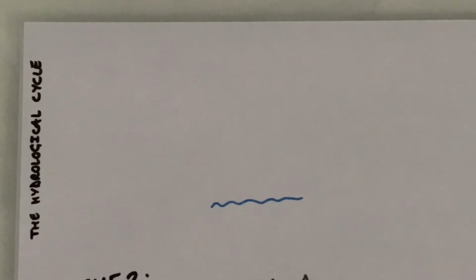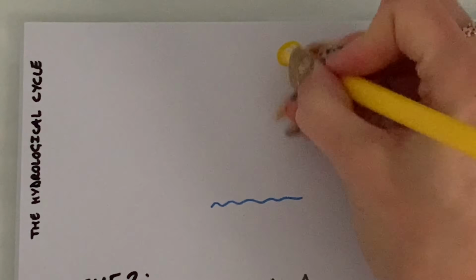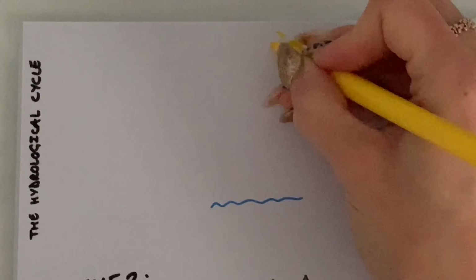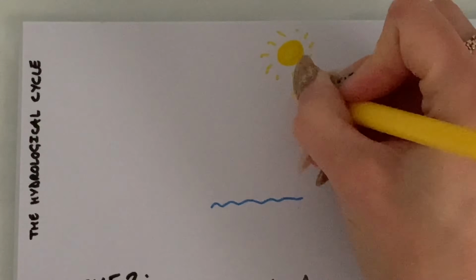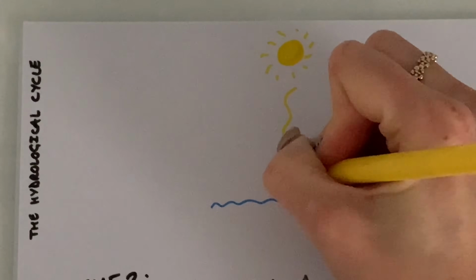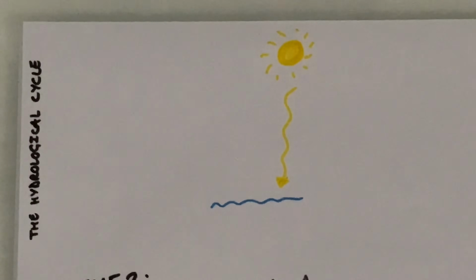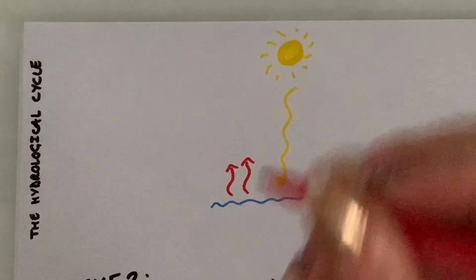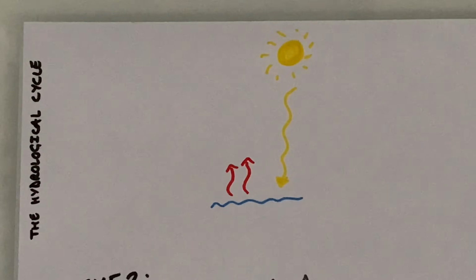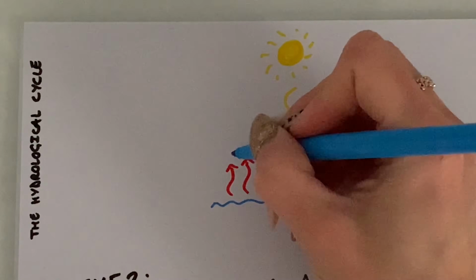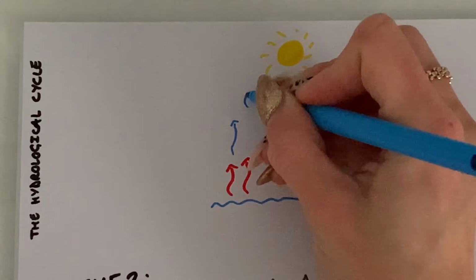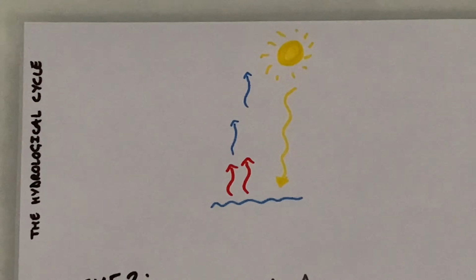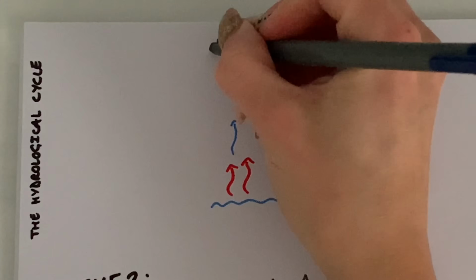Now, most of the water is stored within the world's oceans, about 97%. So I'm going to go ahead and draw my body of water, my sea and my ocean, and I'm going to draw my sun as a representation that it is powered by solar energy and heat energy from the sun. Now, when this heat energy or solar radiation from the sun hits and heats up bodies of water like a sea and an ocean, we will get that liquid turning into a gas known as water vapour. And this is through the process of evaporation.